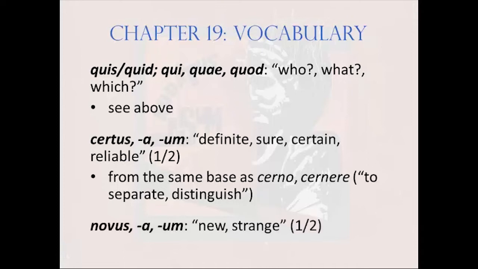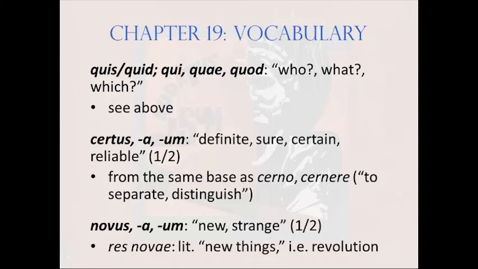The next word is another adjective, novus meaning new or strange. It's a first-second declension adjective. Unlike to us today, to the Romans, new things were scary, and thus their phrase, res novae, meaning literally new things, meant a revolution, and usually not for the good.